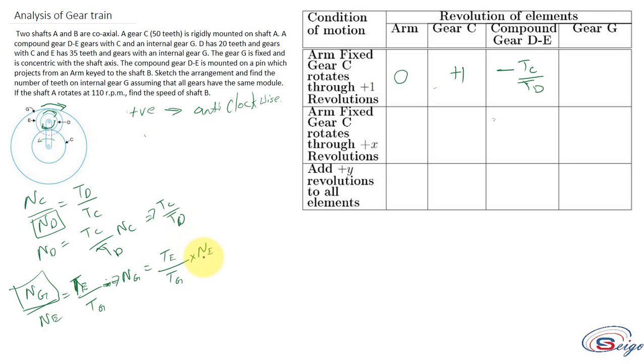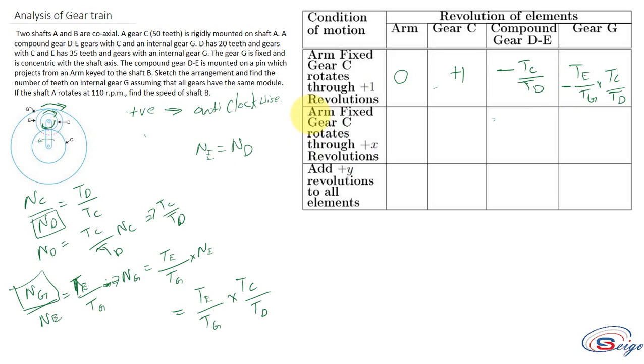So what is this NE equal to? Since E and D are a compound gear, NE will be equal to ND. Therefore NG is equal to TE by TG into ND, and ND is equal to TC by TD. So the value will be equal to TE by TG into TC by TD. Now the sign convention: it is rotating in clockwise direction, therefore the sign is negative.